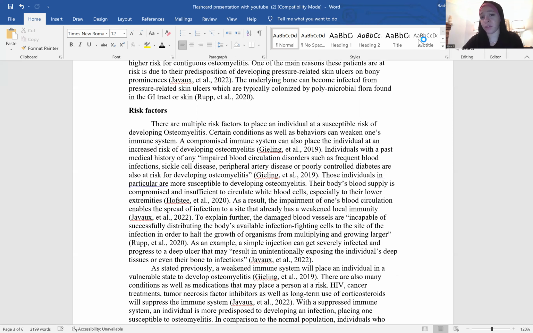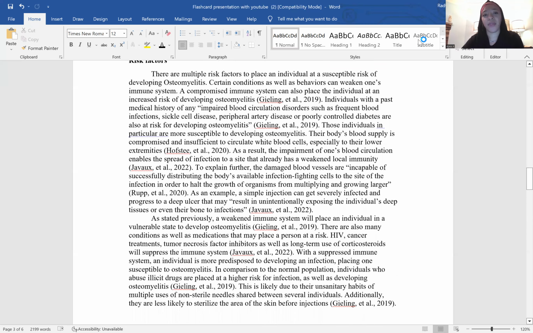For risk factors, there are multiple risk factors that place an individual at a susceptible risk for developing osteomyelitis. Certain conditions, as well as behaviors, can weaken one's immune system. A compromised immune system can also place the individual at an increased risk of developing osteomyelitis.